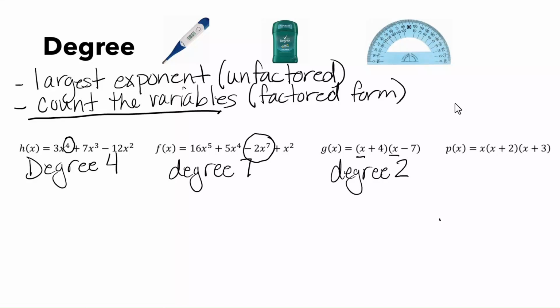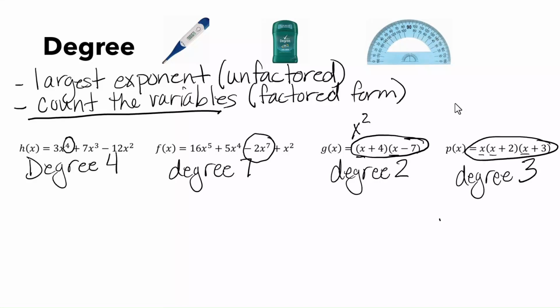This is another factored function, so we will count the variables. We've got 1, 2, 3. So this would be degree 3. And you count the variables, because if we multiplied this all out, our leading term would be an x cubed. For the previous one, it would be an x squared, excuse me. This is an x cubed.